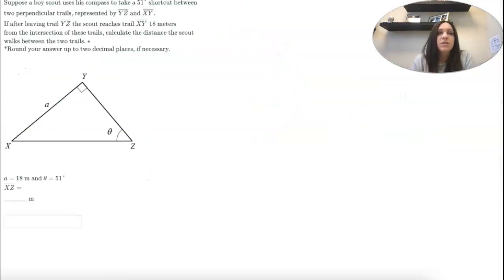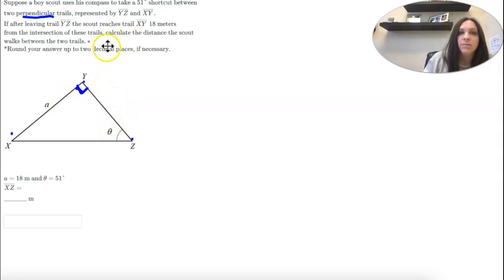Let's look at our next one. Suppose a Boy Scout uses his compass to take a 51-degree shortcut between two perpendicular trails, represented by YZ and XY. So perpendicular means creating a 90-degree angle. So that's the perpendicular part. If after leaving trail YZ, the scout reaches trail XY, 18 meters from the intersection of these trails, calculate the distance the scout walks between the two trails.